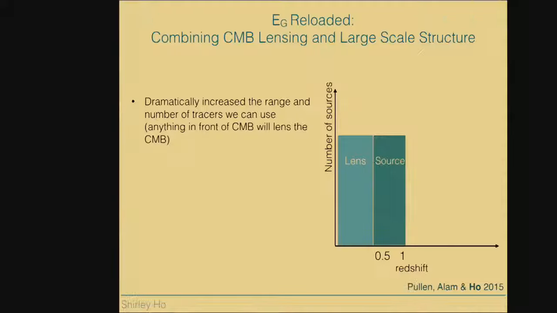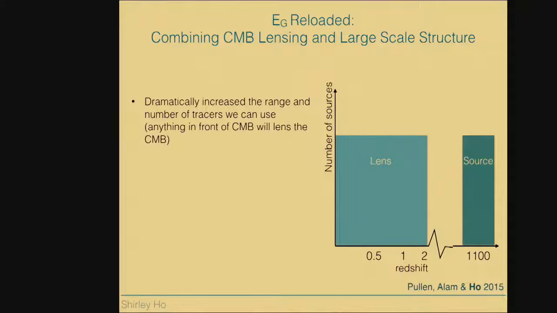I'll show you quickly. It dramatically increases the range and number of tracers we can use, because anything in front of the CMB is lensing the CMB. Instead of the lens and the source playing like this, where the source is the galaxy and it is lensed by the stuff in between, the sources are being lensed by the lens population. Here you have the source at redshift 1100, where the CMB is, and everything in front of it lensing it. So that helps.